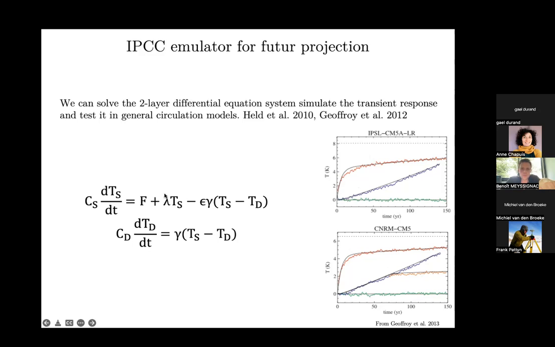So IPCC decided to use this kind of emulator and to put in this emulator the assessment of lambda. The first thing you have in this emulator is that you need estimates of the other constants, which are epsilon, the ocean heat uptake efficiency, and gamma, the diffusion of energy between the mixed layer and the deep ocean layer. And you also need an estimate of the heat capacity of the mixed layer and the deep ocean. So the first step in the IPCC AR6 is to estimate these parameters.